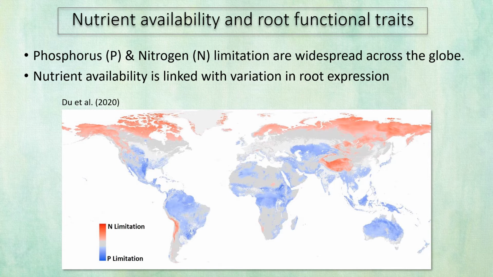My study is focused on phosphorus availability because, as you can see in the map, phosphorus limitation, which is in blue, is more widespread in temperate and tropical areas where most people live, and it also impacts a larger diversity of plants and ecosystems. In addition, phosphorus is a more immobile nutrient that is more inaccessible to plants. This could mean that phosphorus availability applies more selective pressure on root functional traits.